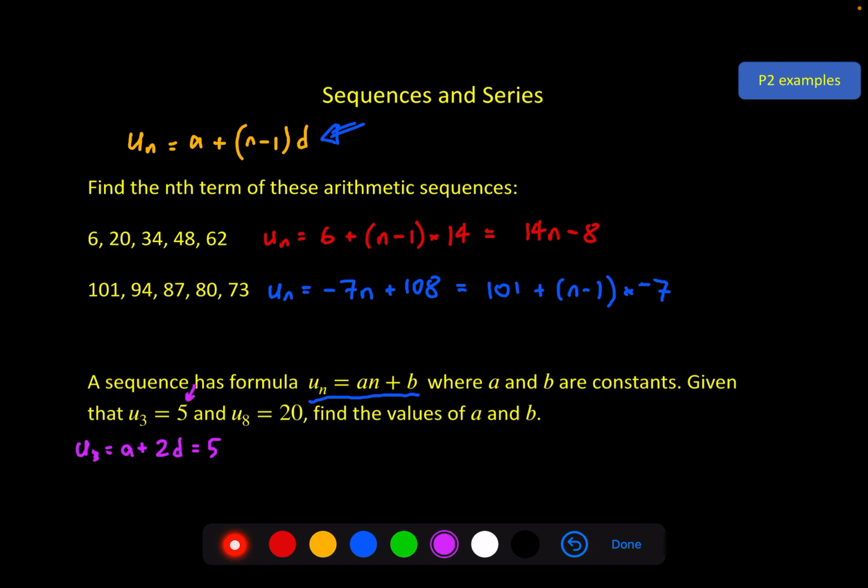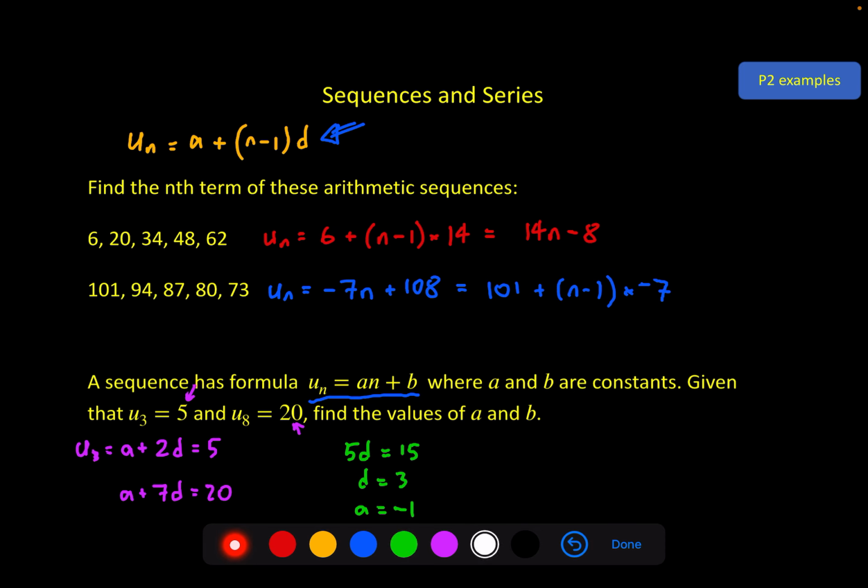We can do the same thing with the 8th term. U8 is a plus 8 minus 1, 7 times d, and that from the question must equal 20. So I've just put n is 8 into this formula here. N is 8, so n minus 1 is 7, a plus 7d, and the answer in the question must be 20. Putting these two together, we can very quickly find that 5d, if I subtract the first equation from the second, 5d is 15. So d must be 3, and following on from that, if d is 3, a must be minus 1.